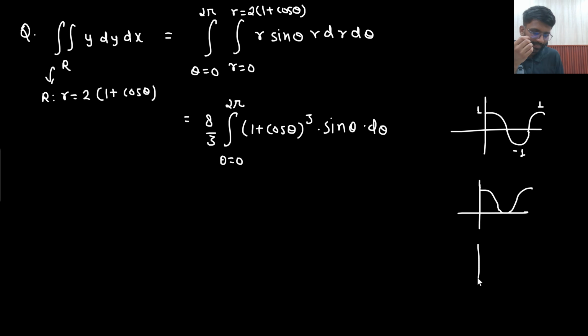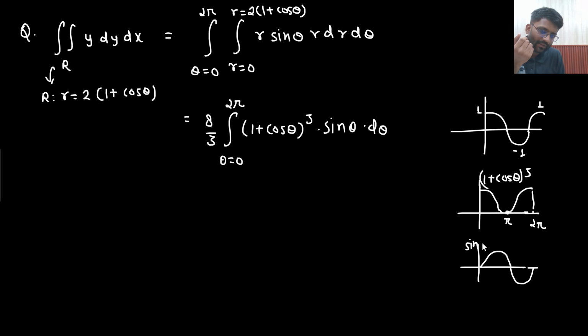And what is sin theta? This is sin theta between 0 to 2 pi. This point is pi. This point is 2 pi. So when it comes to 1 plus cos theta, and if you do the cube, then positive value will remain positive. And this is sin theta. This point is pi. So between 0 to pi you get the positive area.